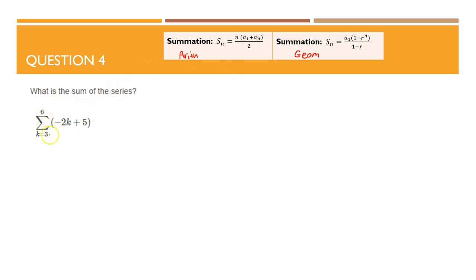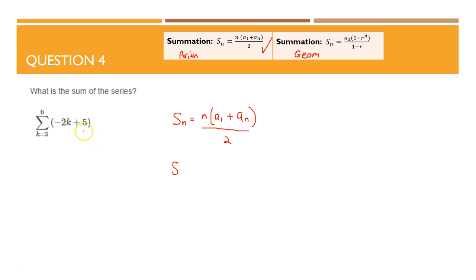So let's take a look at our summation, and we notice that this is a linear equation. It's also an arithmetic sequence. So we'll be using this formula here. Let's write it out. It's S sub n equals n times (a sub 1 plus a sub n) divided by 2.